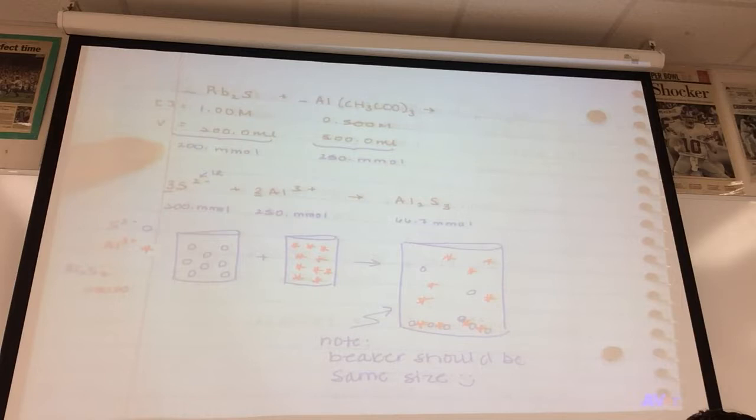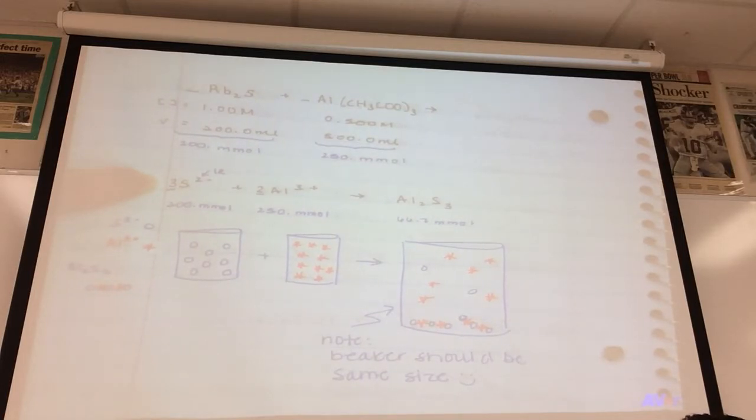I think you should have been able to easily calculate the millimoles of both reactants. And you should be comfortable writing that precipitation reaction in net ionic equation format at this stage of the game.